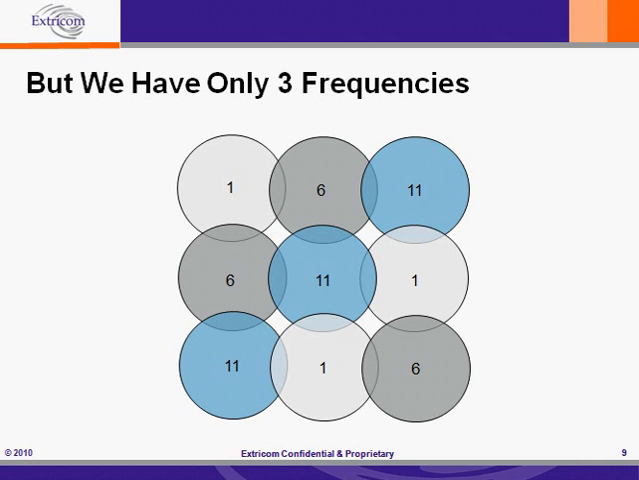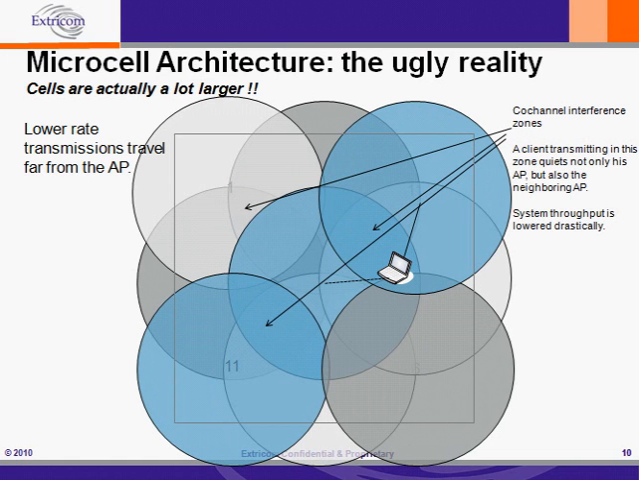So now we have several cells on the same floor that use the same frequency. Now you might say, so what? The diagram looks okay. Each cell is distinct and does not interfere with the others. Well, here's the problem. In reality, the cells actually overlap quite a lot. The cell boundaries are highly overlapping, and there's quite a lot of interference between the various cells.